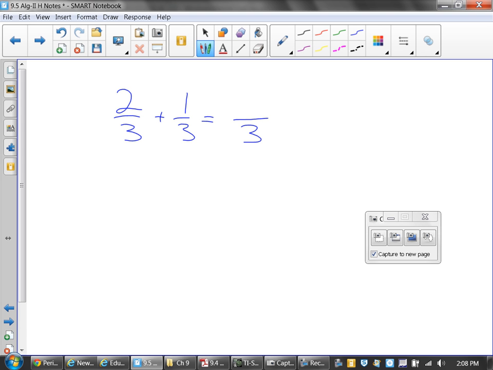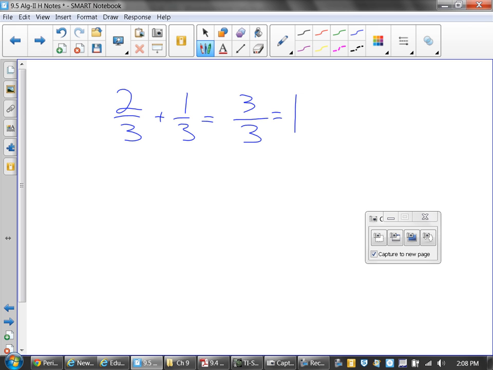And now I do the tough stuff. 2 plus 1. I'm kidding, it was a joke. Now, can I do anything with that fraction then? Yeah, I simplify it out and get 1.